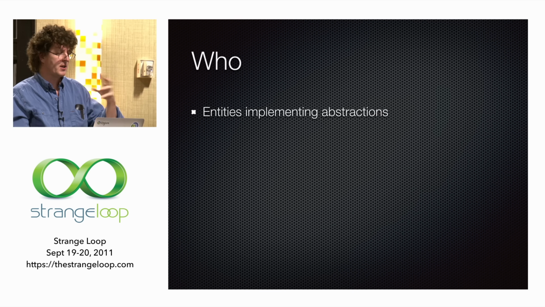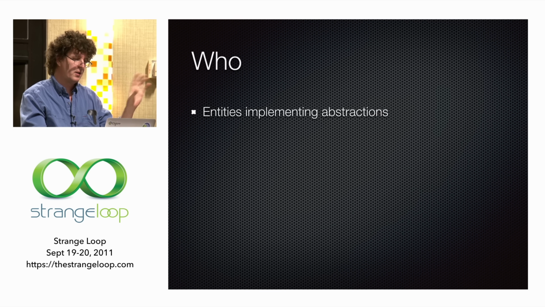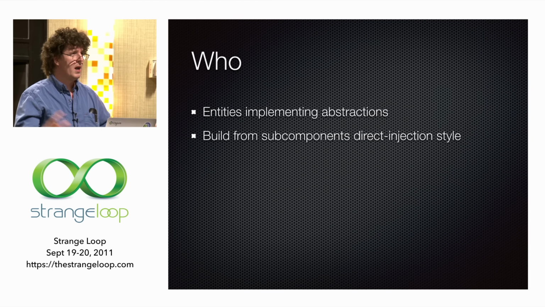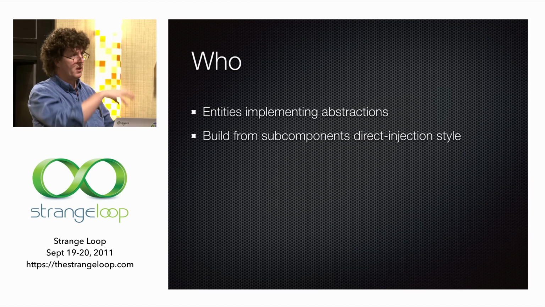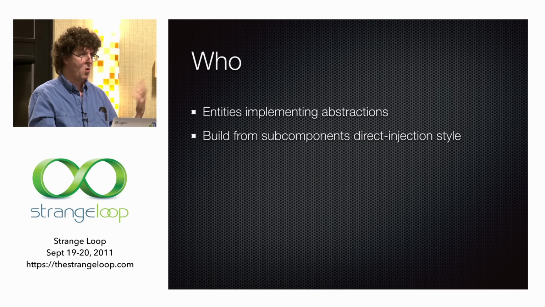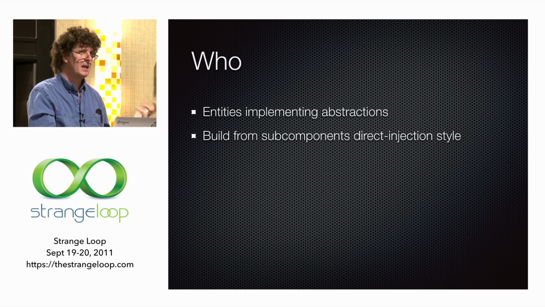These are the things that abstractions are going to be connected to eventually, depending on how your technology works. You want to build components up from subcomponents in a sort of direct injection style. You don't want to hardwire what the subcomponents are. You want to, as much as possible, take them as arguments, because that's going to give you more programmatic flexibility in how you build things.